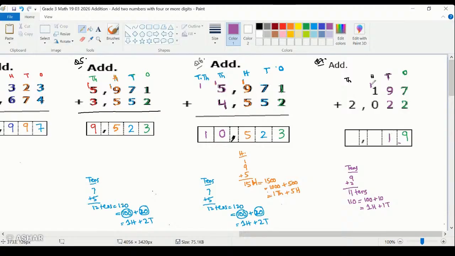You don't have to do this working which I'm doing at the bottom. It's just for the explanation. And 1 plus 1 is 2, 2 plus 0 is still 2. And we bring down the thousands, 2,219. Do we agree?